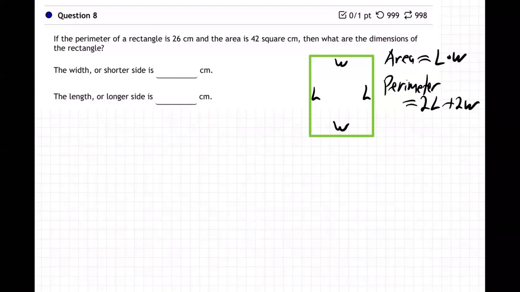Let me make sure those make sense. Why is the area length times width? Well, think about if you have a, let me just come on down here and show it. What if I had a little one like this? There we go. I just made a little rectangle.